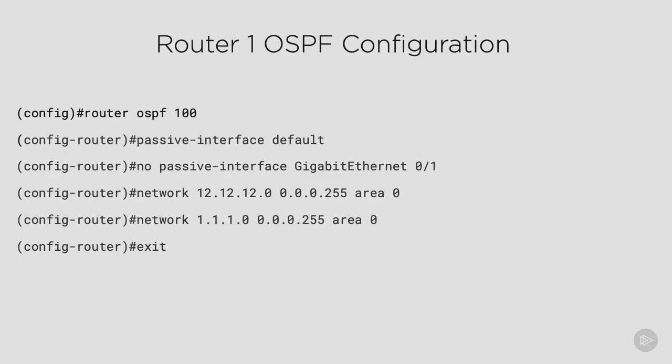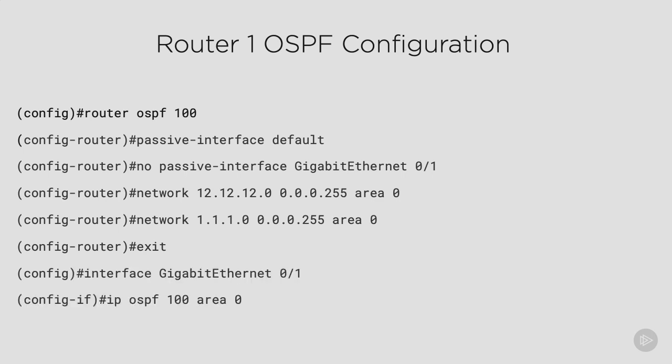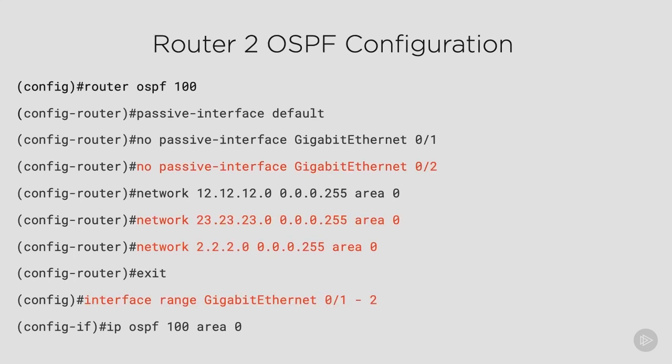To speed up this demo, I've already removed the RIP configuration and configured a basic OSPF configuration. On router 1, I've already configured OSPF 100 and set passive interfaces as a default, but enabled Gigabit Ethernet 0/1 and then added the networks. Additionally, to enable OSPF version 2, I entered the command ip ospf 100 area 0 on interface Gigabit 0/1. Router 2 has a similar configuration. I configured the respective networks and enabled OSPF on the Gigabit 0/1 and 0/2 interfaces.